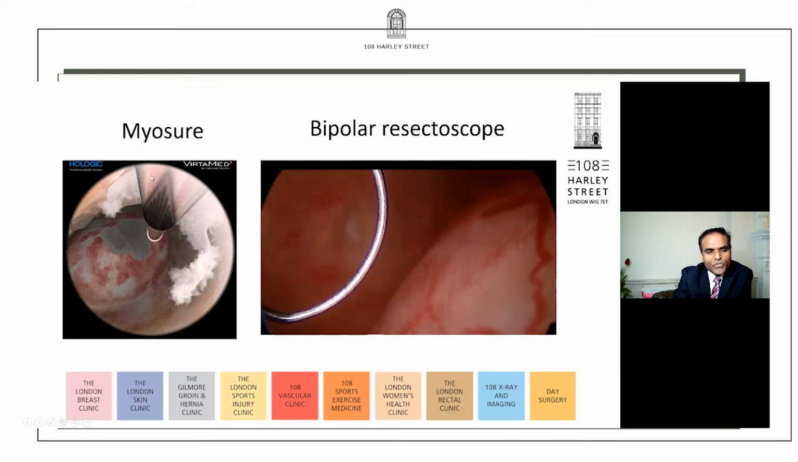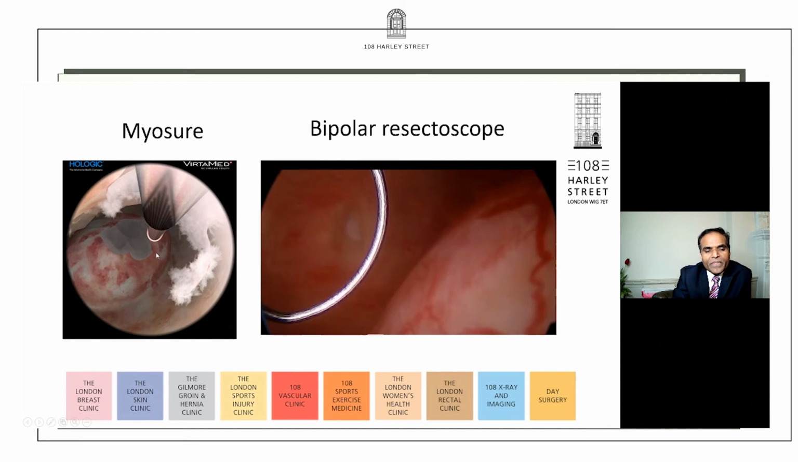Compared to that, the latest technology involves the use of a mechanical cutting blade, where you introduce this device called MyoSure, and it sucks the tissue in, and then the blade cuts it and the tissue gets sucked into the container. The beauty of this is that it doesn't cause thermal damage to the adjacent endometrium.